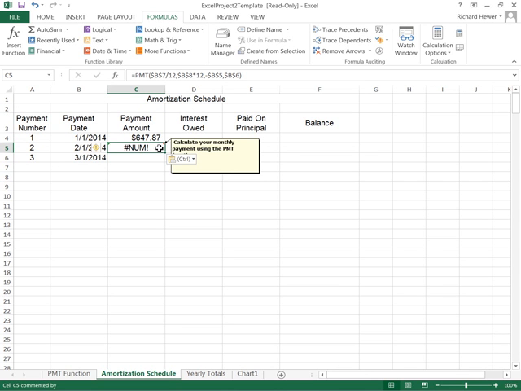No, that is not working in this case because it didn't change my page number. So let's just use this equals payment. Okay, and then we could copy that down.